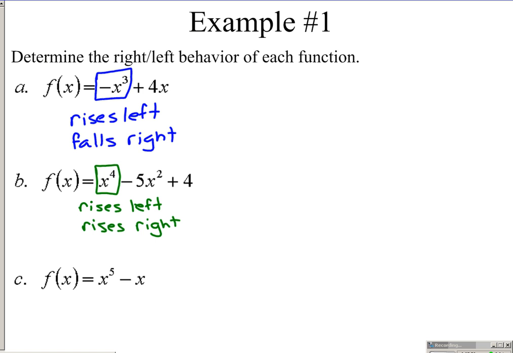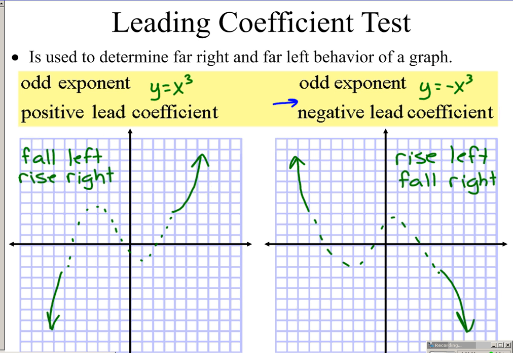The third one, again, we're looking at the highest degree term only. We have an odd exponent with a positive lead coefficient. Odd exponent, positive lead coefficient, falls left, rises right.